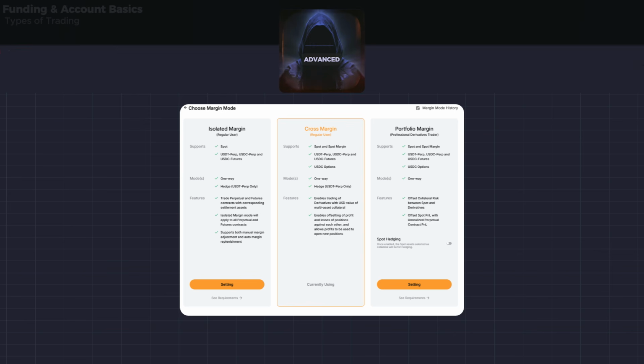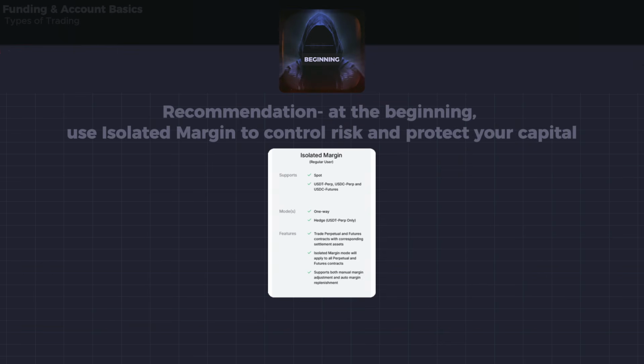Portfolio margin, advanced risk calculation system for experienced traders with larger capital. Important: the selected margin mode applies to your entire account, not individual trades. Recommendation: at the beginning, use isolated margin to control risk and protect your capital.